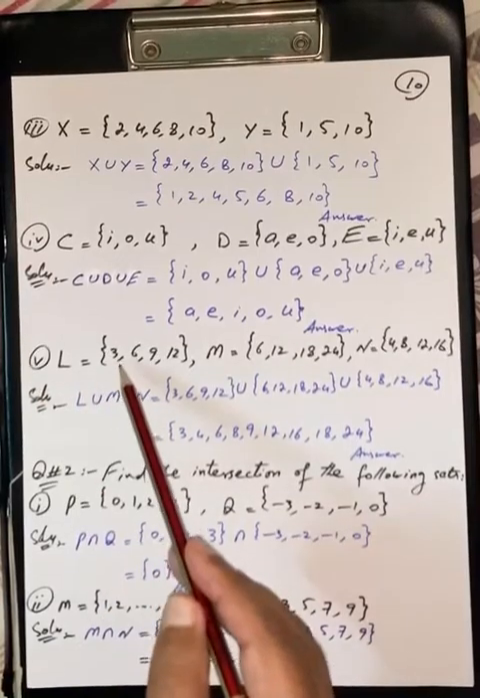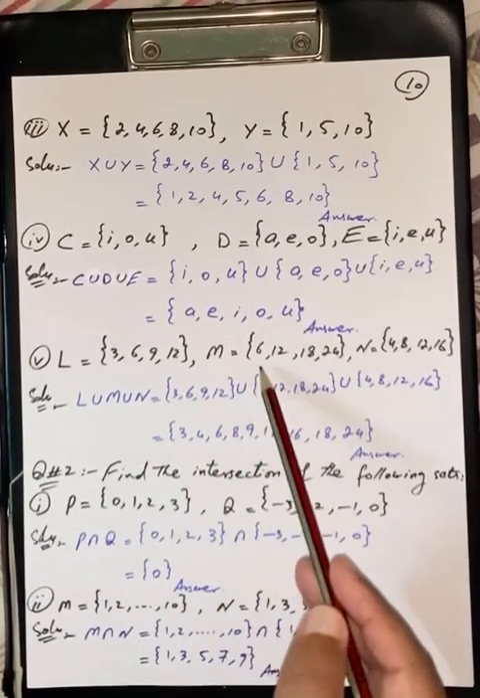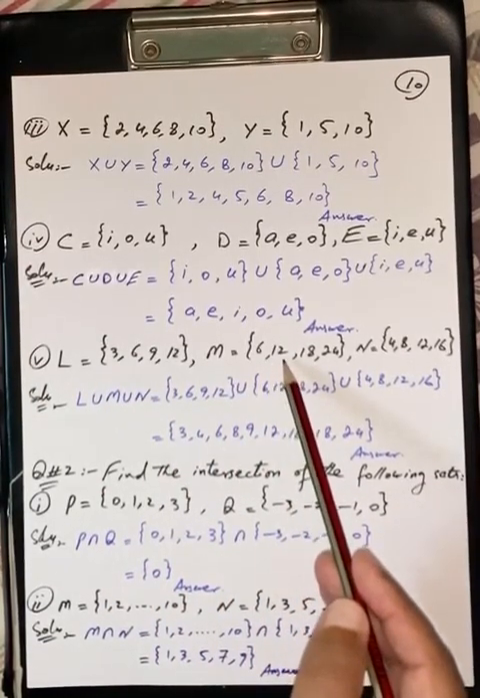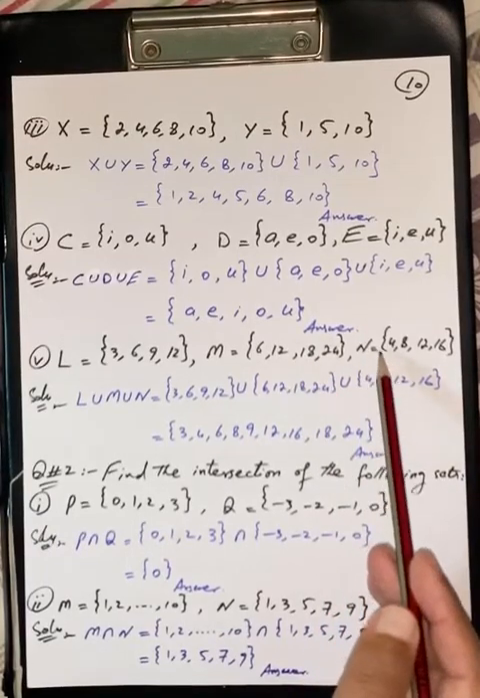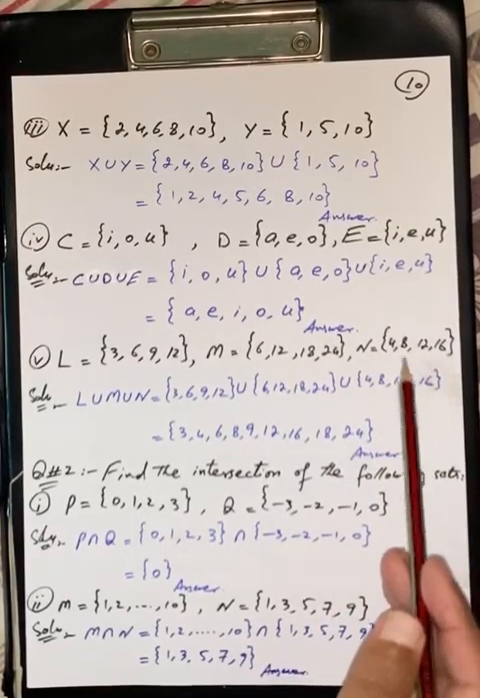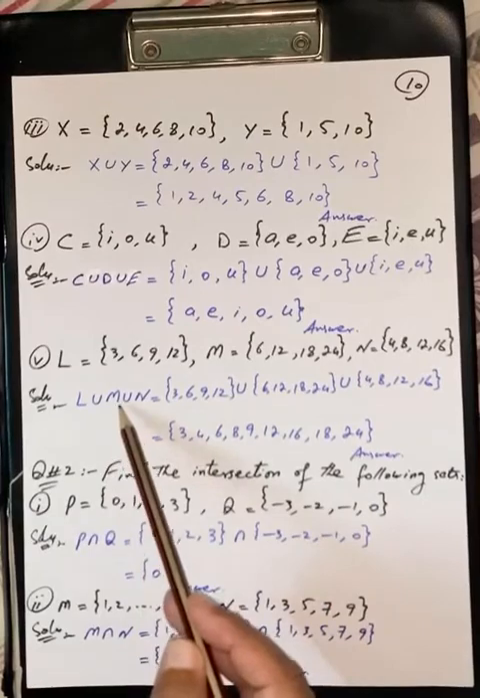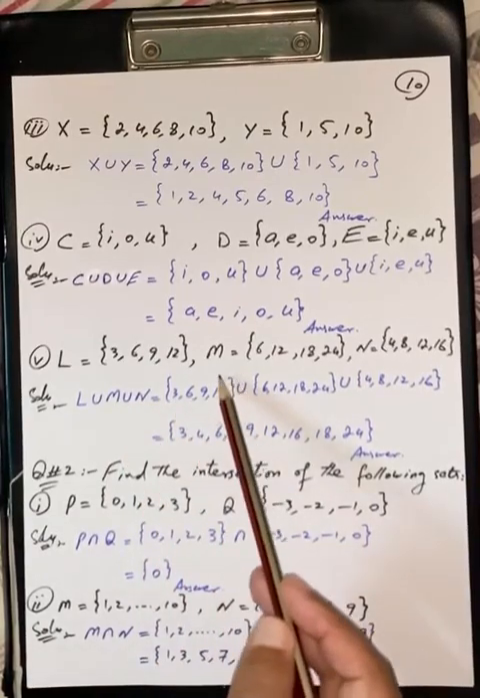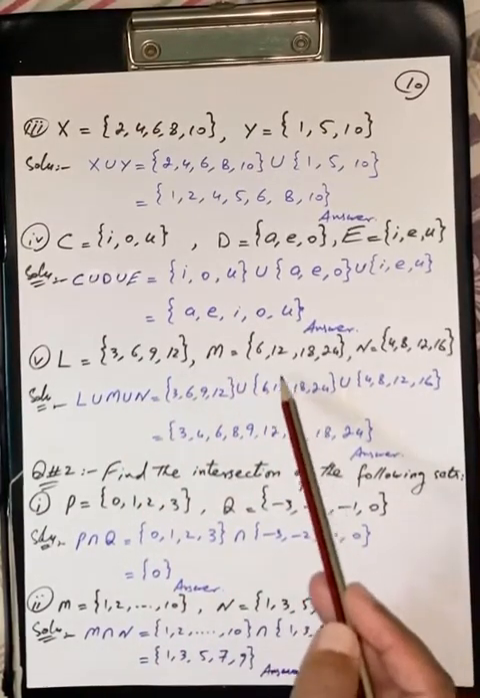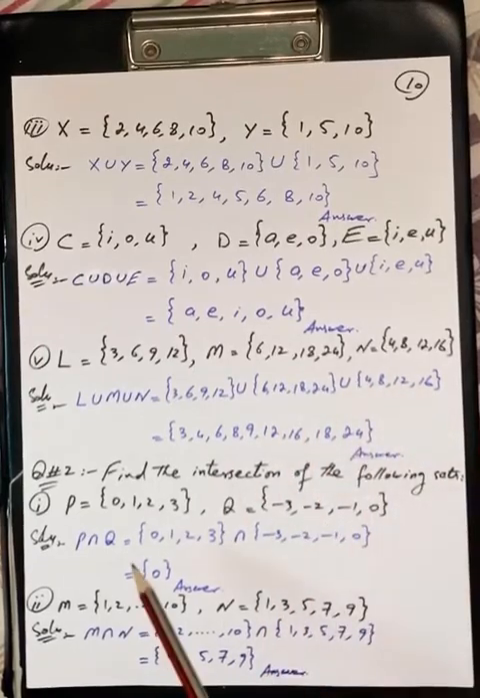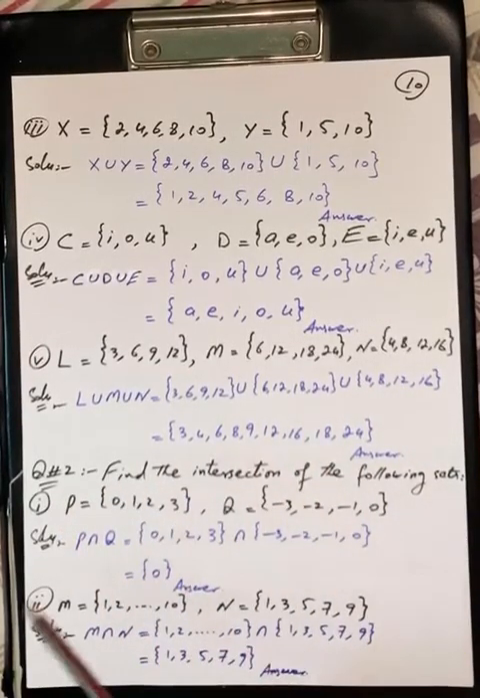Part number 5: L is {3, 6, 9, 12} and M is {6, 12, 18, 24}. Set N is {4, 8, 12, 16}. So we write L union M union N: set L's elements, set M's elements, and set N's elements. So we write all the elements but not repeated.